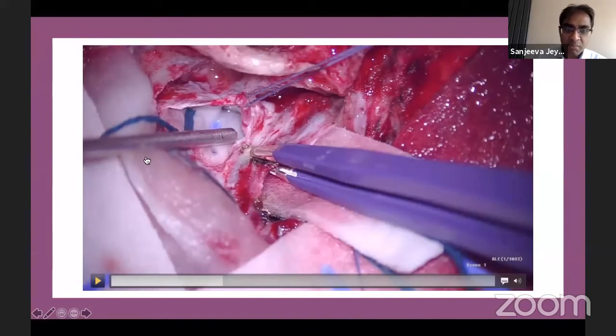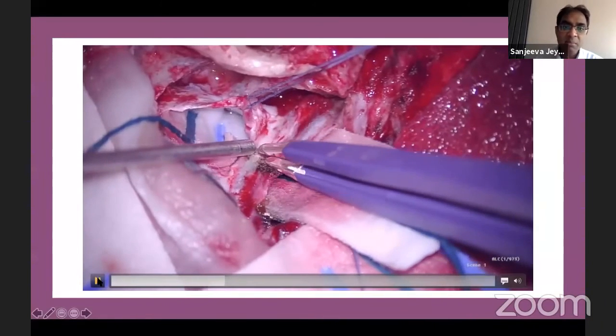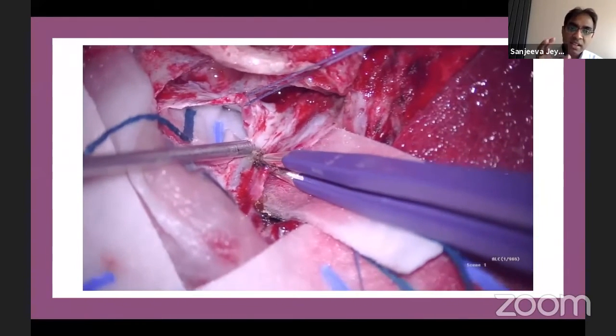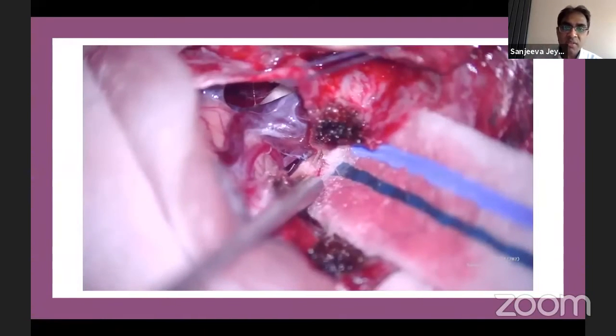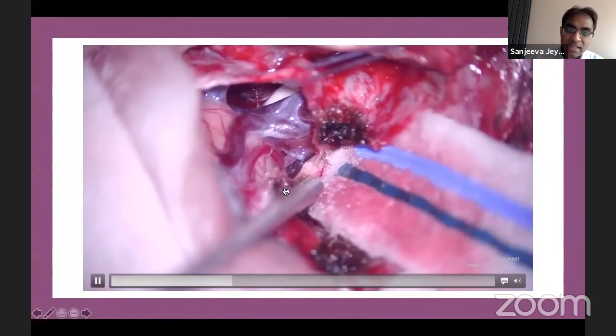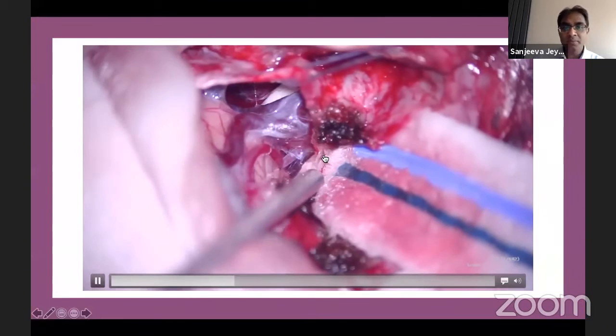I've just got a bit of Lyofoam to protect over the sigmoid sinus. This is the superior petrosal sinus that we're coagulating. I don't like using dural clips. I think coagulating is better. Some people would even cut out part of the tentorium. I think that's very good. We've coagulated the sinus. We're now cutting the tentorium.